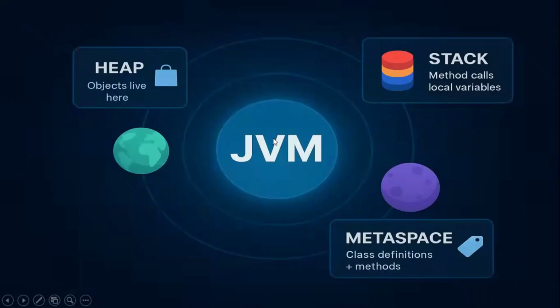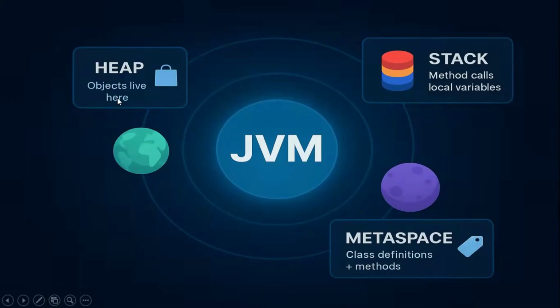When a Java application runs, the JVM divides memory into different areas. Each area has a specific purpose, and understanding these areas helps testers interpret monitoring graphs and detect leaks. The three most important ones for us are heap, stack, and metaspace.